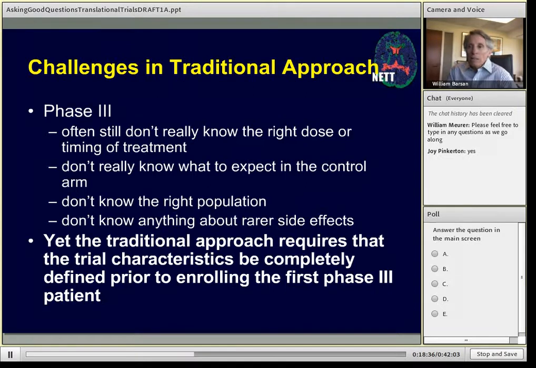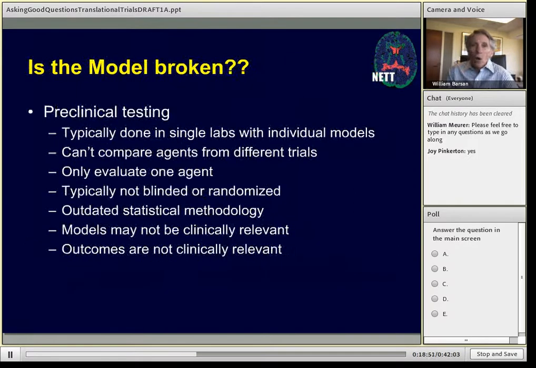So despite all this uncertainty, the right dose, what to expect in the control group, the right population, our traditional approach says you have to completely define all these trial characteristics when you do a phase 3 trial. So in other words, when we designed the TPA trial, even though we weren't sure we had the right dose, we said we're using this dose. It was a guess. We didn't really know what time to treat patients, but we said we're going to use this time interval, and that was really a guess. In terms of the patient population, again, we sort of guessed at that, and we kind of went forward. I think we got lucky, but I'd much rather not be lucky in the future.